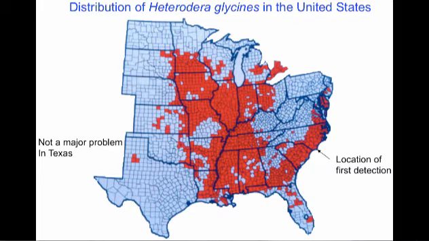This map shows the distribution of the soybean cyst nematodes in the United States. This is from the late 1990s. And by this time, nearly every soybean producing county in the United States is infested with the nematode.